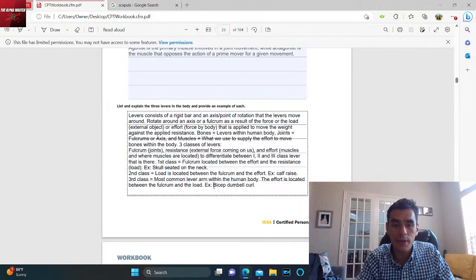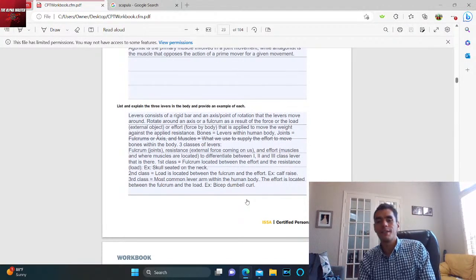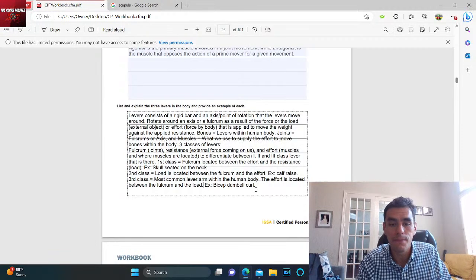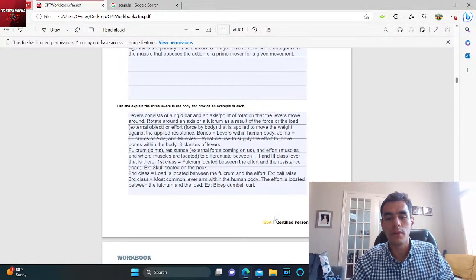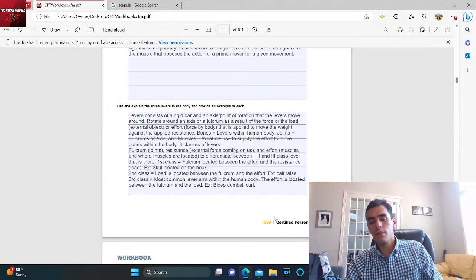In this example, you have the biceps dumbbell curl, the most common lever arm within the human body, the third class lever, where the effort is located between the fulcrum and the load. That's the bicep dumbbell curl, and that's it.